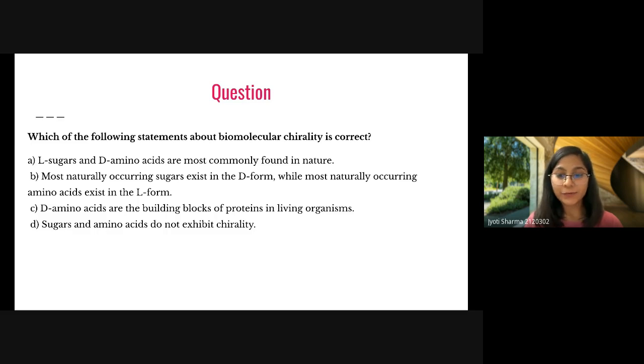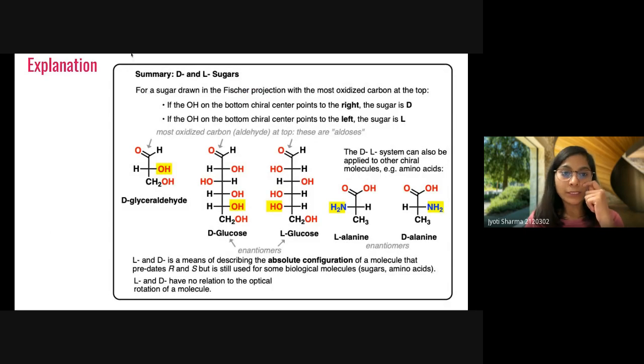The answer will be B, because whenever we are talking about sugar, sugar exists in the D form. I will explain what you mean by this D form, and amino acid exists in the L form. So let me show you what you mean by D form and L form. Just see here, this is the structure of glucose.